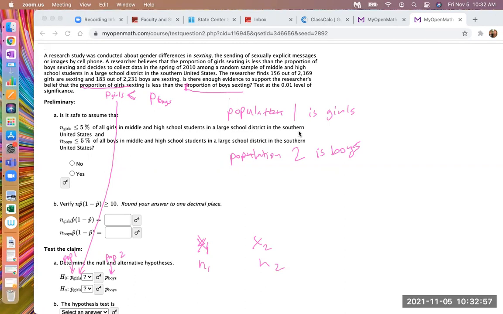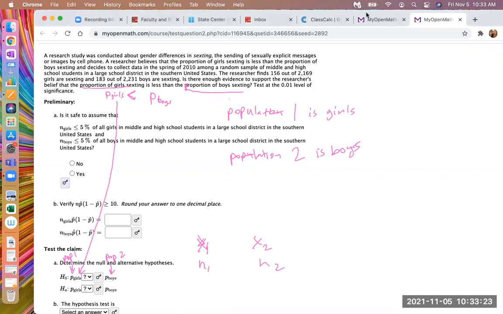I mean, there's probably 3,000 girls in just one high school alone, let alone the middle schools, and they probably have 10 high schools, and that's all the middle schools as well. So I think it's a good idea. Most likely our sample sizes are less than 5% of the entire population. So we say yes here.